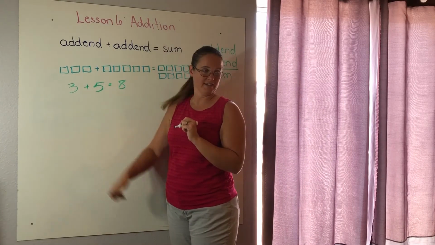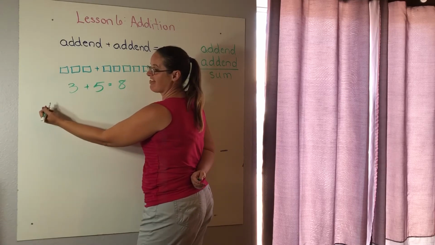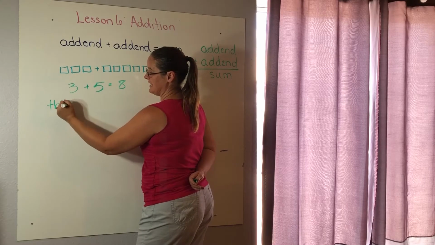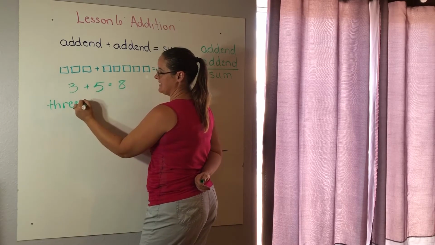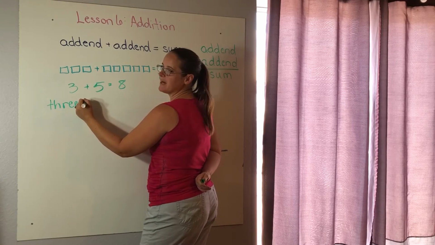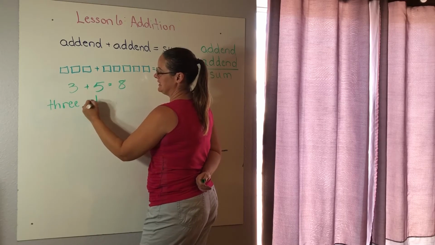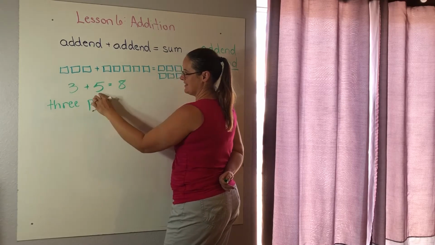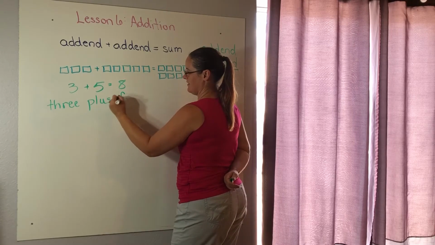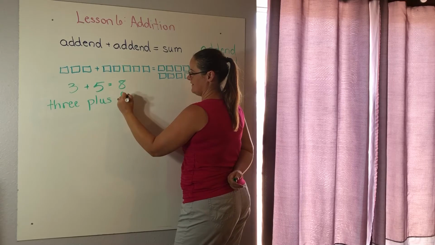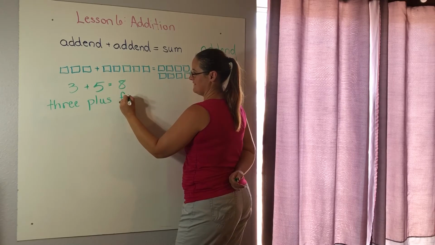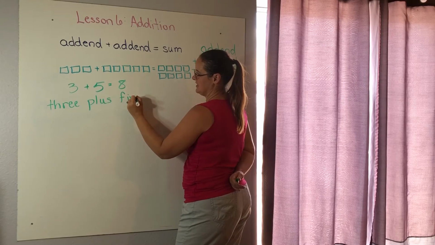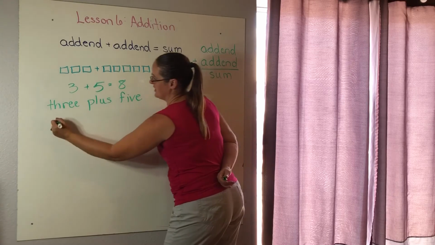So, do you know how to spell 3? T-H-R-E-E, okay. Plus? P-L-U-S. 5? F-I-V-E. Five. And then a magic. 3 plus 5, I'll give you equals.